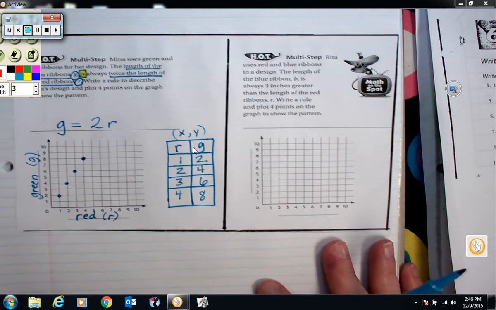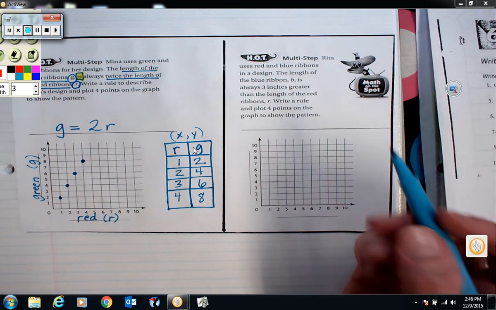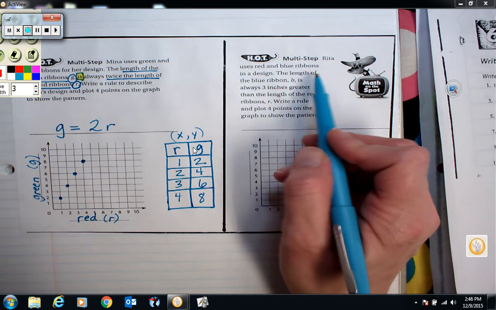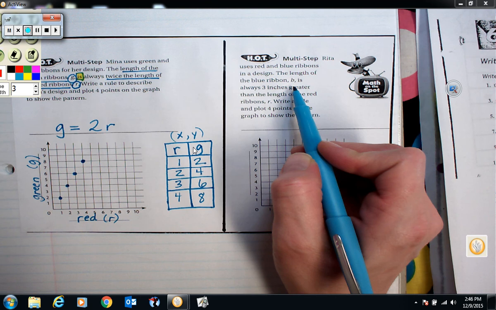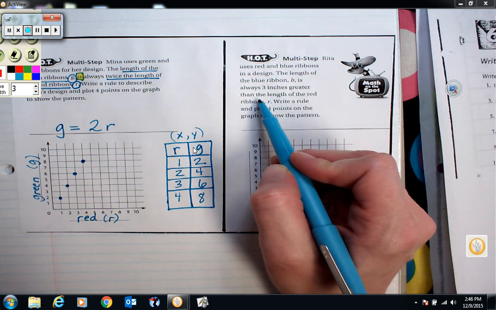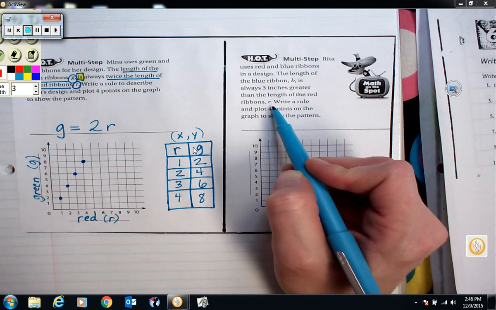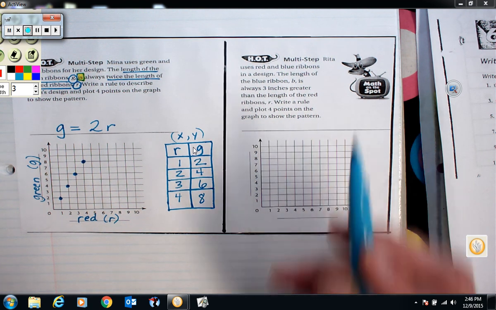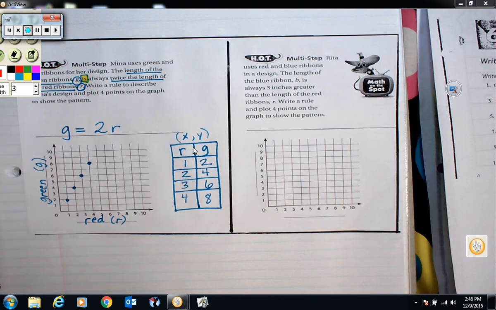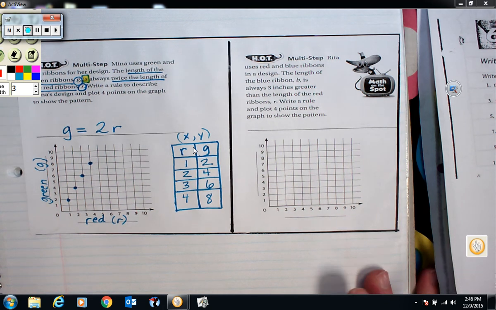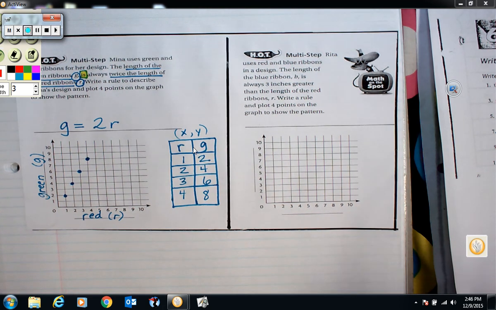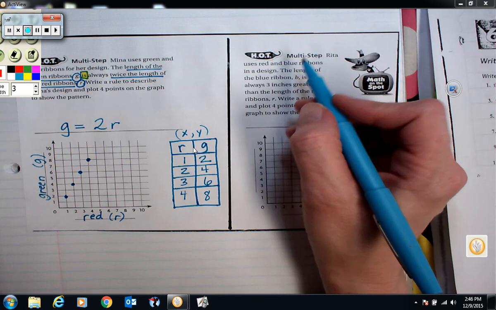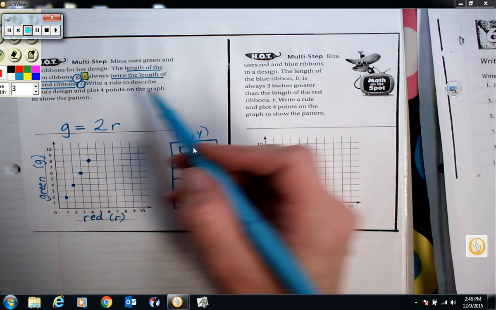We're going to do the same thing this time. Rita uses red and blue ribbons in a design. The length of the blue ribbon B is always 3 inches greater than the length of the red ribbons R. Write a rule and plot 4 points on the graph to show the pattern. So we're going to do the same thing. We need to decide which one's the input, which one's the output, form a t-chart, and graph 4 of those points. So let's go back like we did up here and look at the wording in the problem.